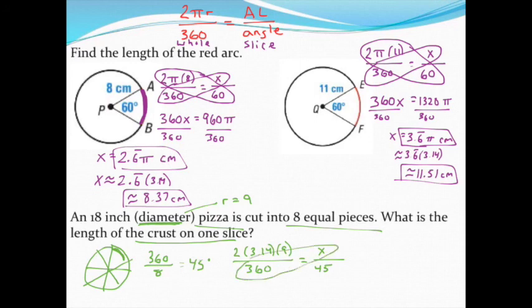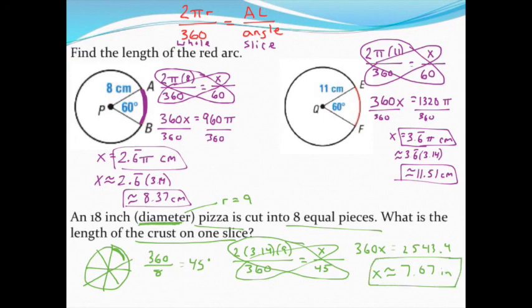360 times x is of course just 360x, and when I cross multiply the other way, remember, I'm just getting my approximate answer for this real life situation. So 2 times 3.14 times 9 times 45 gets me about 2,543.4. And finally, if I finish by dividing, I get an arc length of approximately 7.07 inches for the slice, or the length of the crust on one slice of pizza.